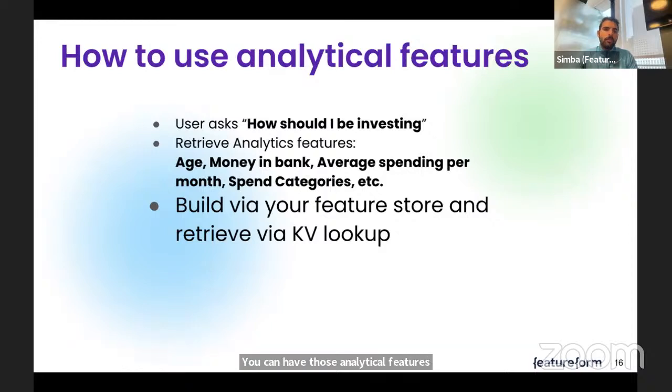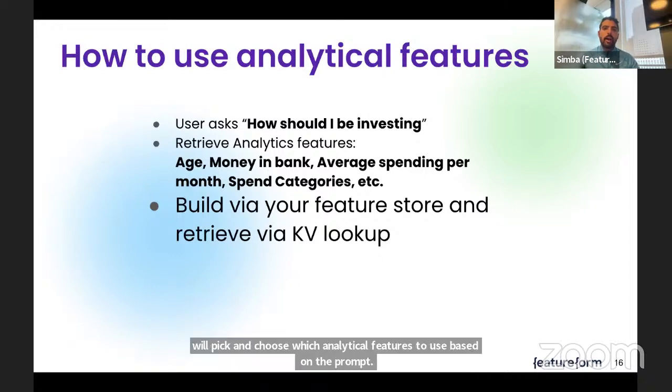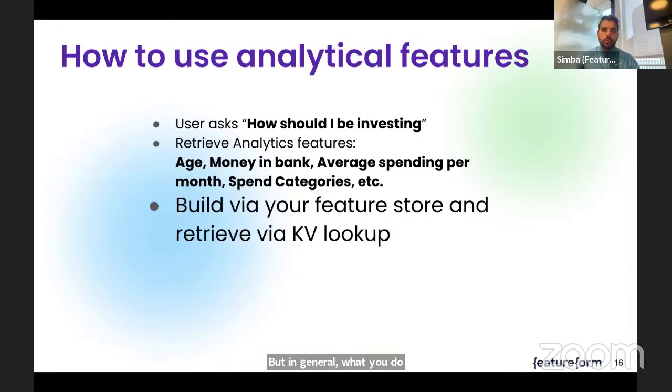Coming up with those analytical features and deciding when to grab them is a really key problem. Sometimes you can pull this off by just coming up with the analytical features which you believe are relevant to pretty much every question and just feeding them into the model each time. Some people get way more interesting, and they actually will pick and choose which analytical features to use based on the prompt. But in general, how you do this is very similar to feature engineering.